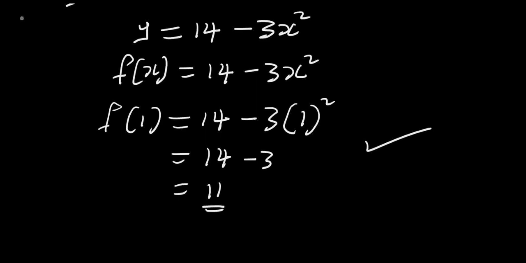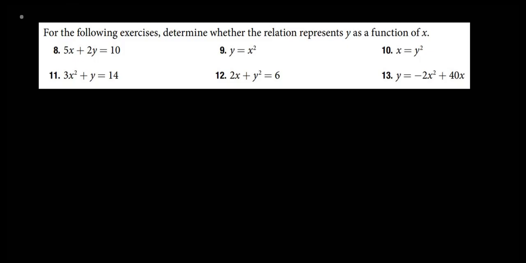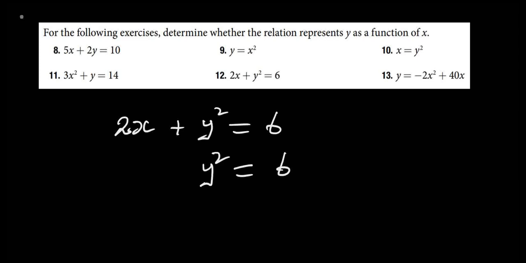Okay, let's move on to the next one. Question 12. We have 2x plus y squared is equal to 6. So the first thing we are going to do now is to write this equation in terms of y, or simply make y the subject of the formula. And to do that, we are going to subtract 2x from both sides. So that's going to be y squared is equal to 6 minus 2x.